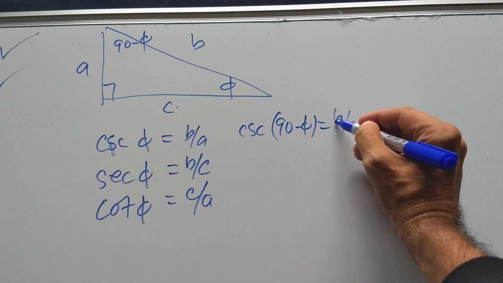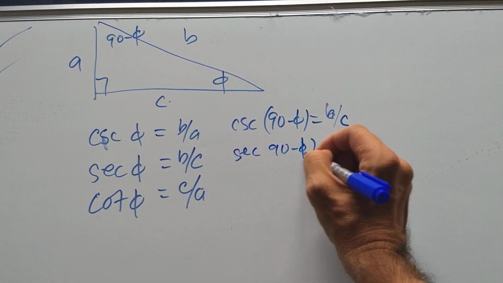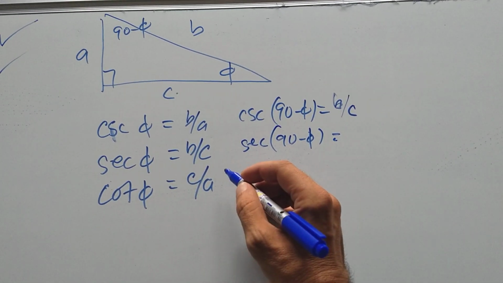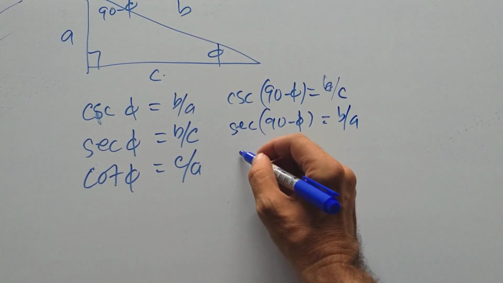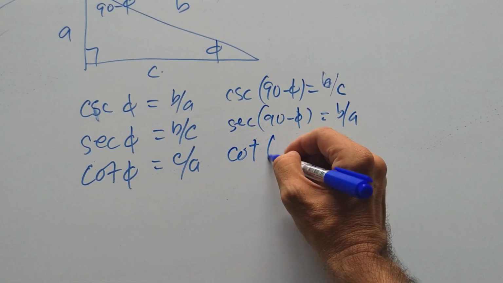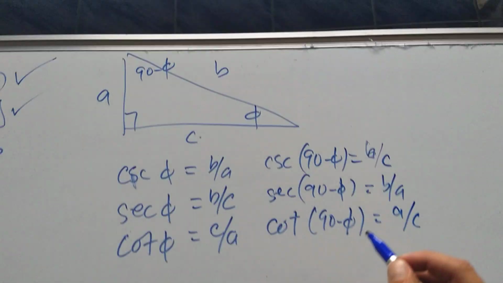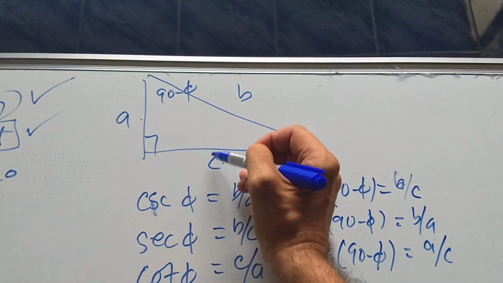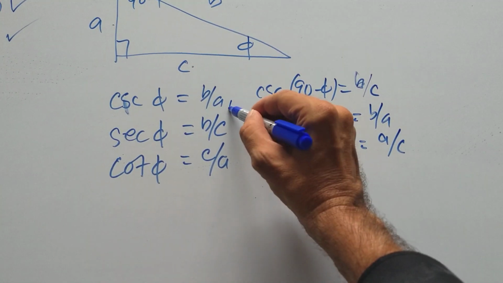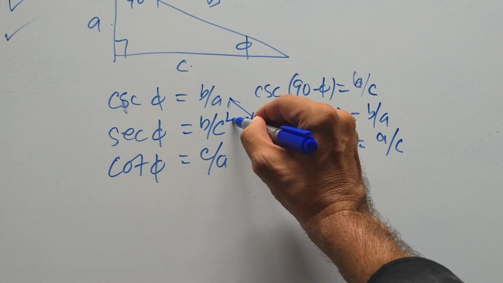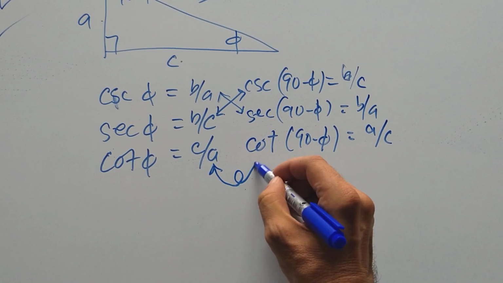What is secant 90 minus phi? Well, it's B over A. And what is cotan 90 minus phi? Cotan 90 minus phi is A over C. Let's look at that. A over C, that's cotan, 1 over tangent. So again, look at this. I have this beautiful relationship. This pair's equal, and this pair reciprocals.